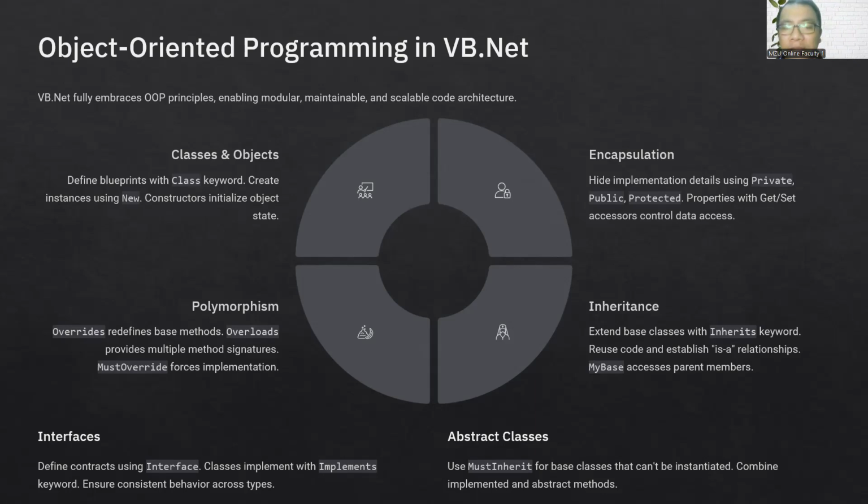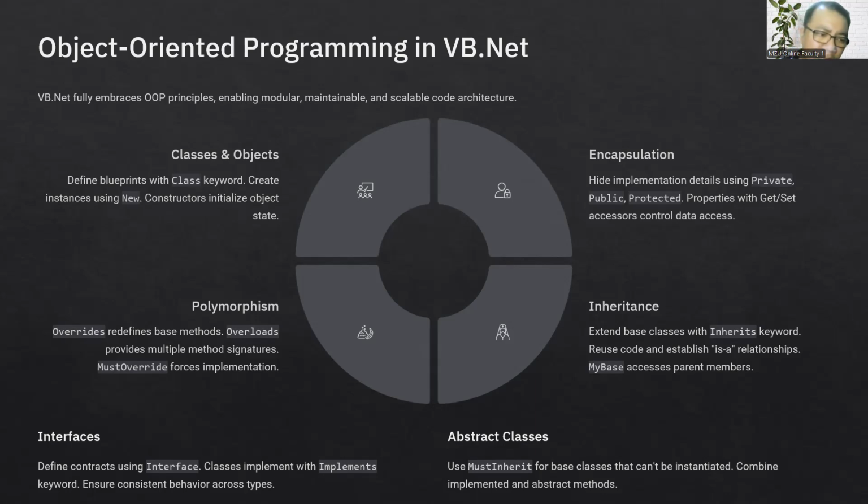And the fourth one is inheritance. In inheritance, we extend the base class into maybe a child class. We can extend the base class using the Inherits keyword, and we can use the code from the base class and establish a relationship. So the child can use the MyBase keyword to refer to the parent member.